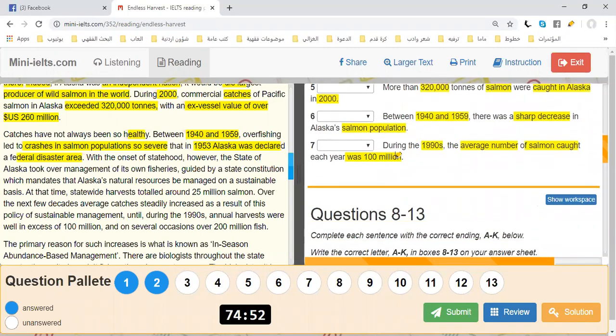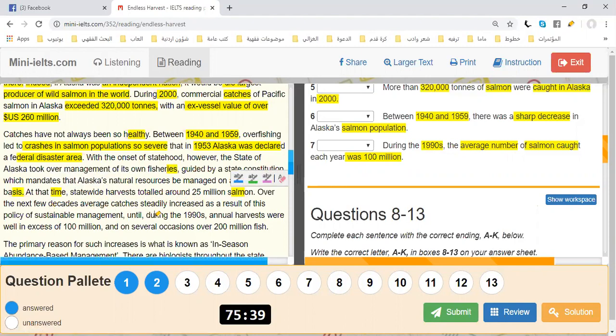Okay, point number seven. During the 1990s, the average number of salmon caught each year was 100 million. So the average number in the 90s was 100 million. So we are looking for this specific period of time, this decade, the 90s. With the onset of statehood, however, the state of Alaska took over management of its own fisheries, guided by a state constitution, which mandates that Alaska natural resources be managed on a sustainable basis. Nothing about the 90s.